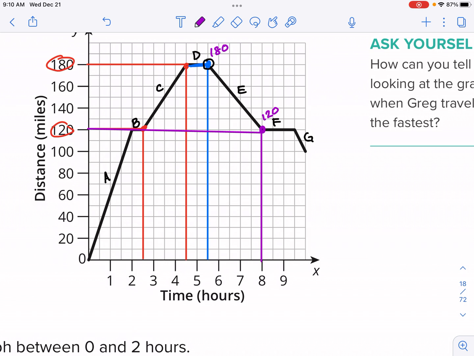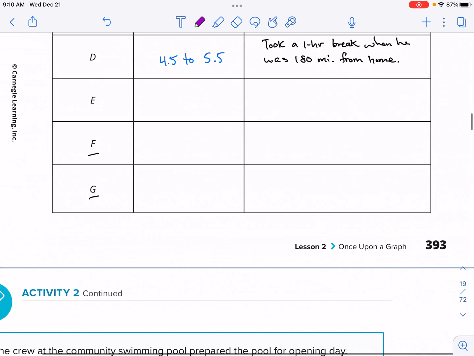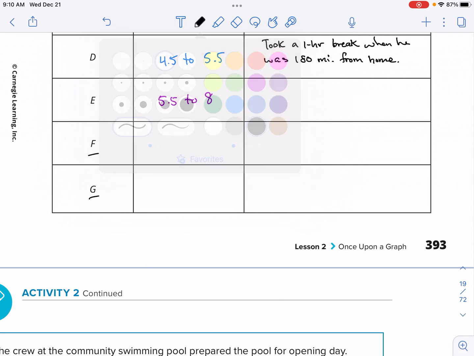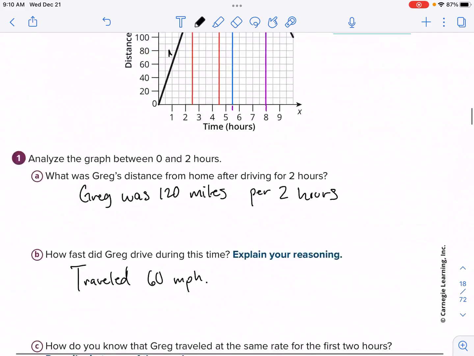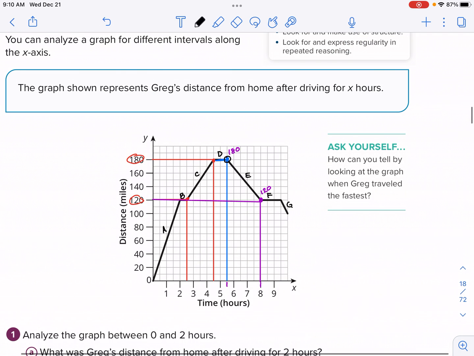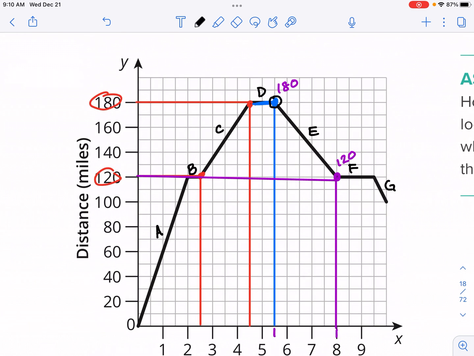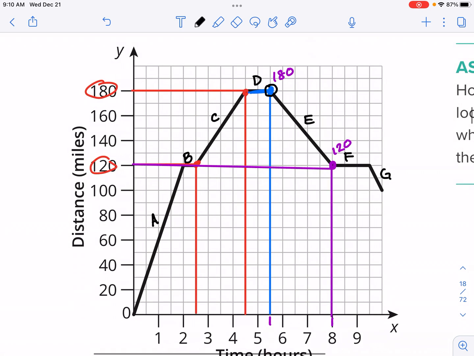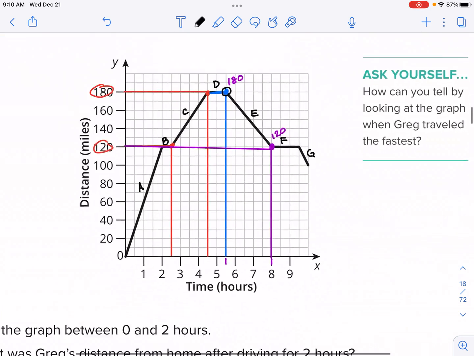So he's getting 60 miles closer to home. So he's going back home. Okay, right. That's why it's telling us it's decreasing. The distance from his home is not as large. So this is from 5.5 to 8 hours. All right, let's write that in. 5.5 to 8. So for E, looks like that's 60.